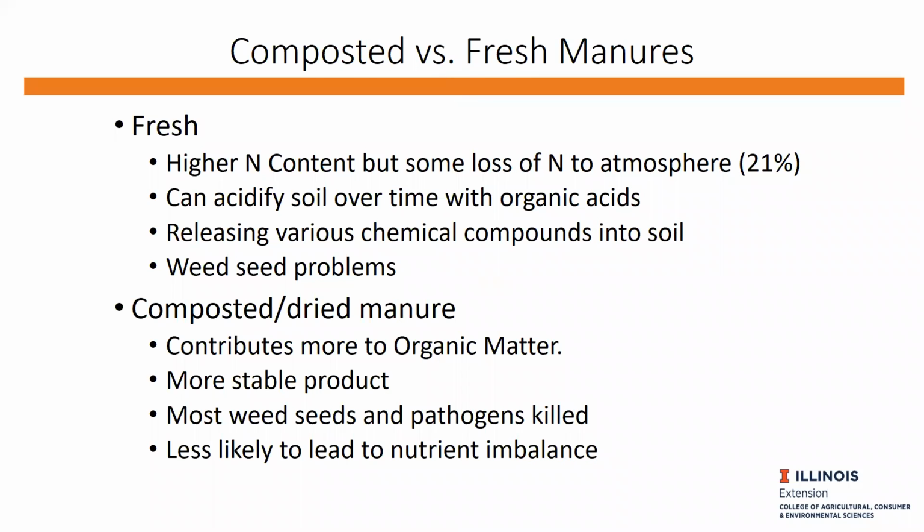For manure, you're going to have two broad categories. You'll have fresh and you'll have composted or dried manure. Composted dried manure, you may also see that it's called aged manure. That's a common term too.